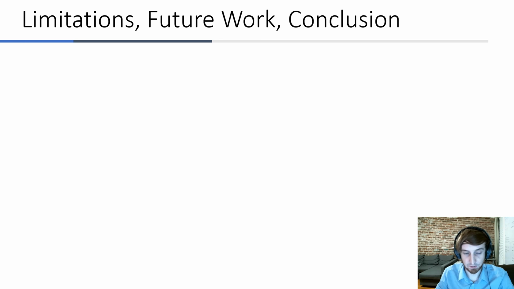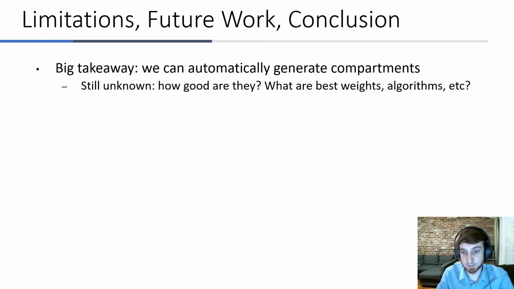Okay, so that's about the end of the talk in terms of big takeaways. One is that by adopting a quantitative view of privilege, we can pose compartment generation as an optimization problem and automatically generate compartments. Still unknown though is how good are they? So we certainly need to do security evaluation on them. And furthermore, we intentionally built a framework that is highly parameterizable, so we can set different weights on objects and operation types, and finding the right weights and tuning the algorithms to match our threat models. These are all open questions.